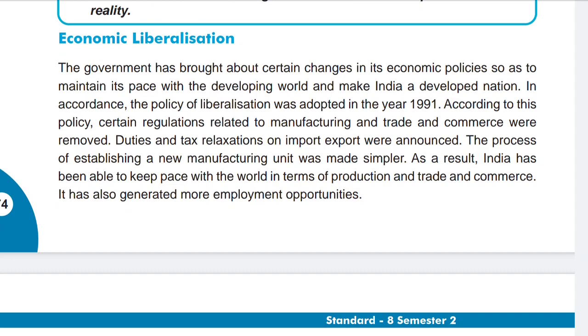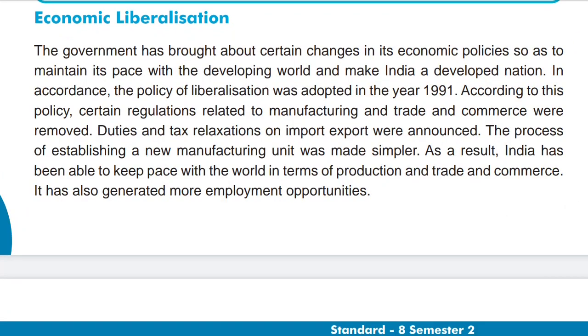The government has brought about certain changes in its economic policies so as to keep pace with the developing world and make India a developed nation. So during 1991, our government made some changes in the economic policies so that we can cope up with the developing world and also make India a developed nation. Liberalization was adopted in the year 1991. And due to these policies, some rules and regulations regarding manufacturing and trade and commerce were removed.